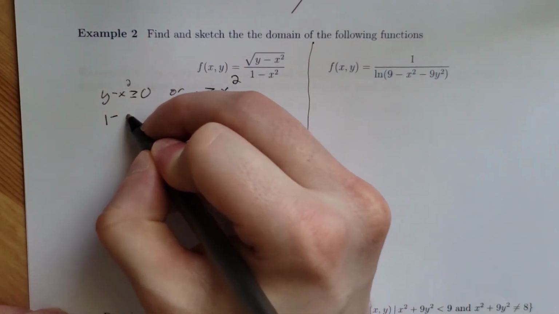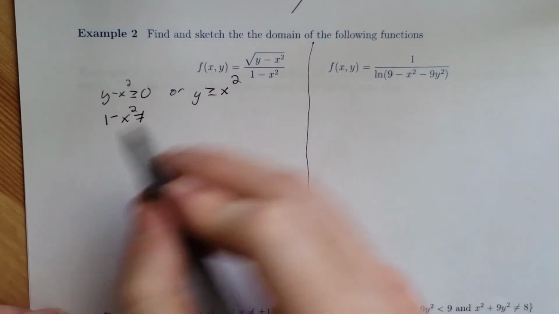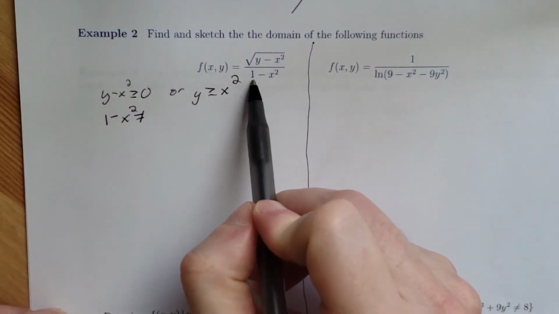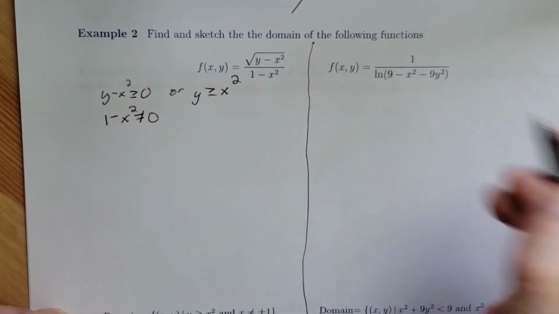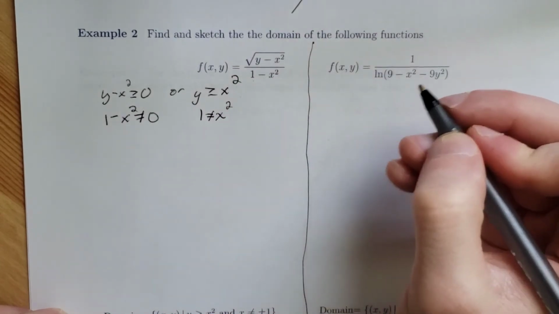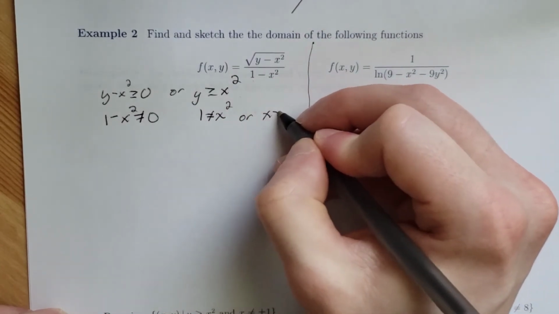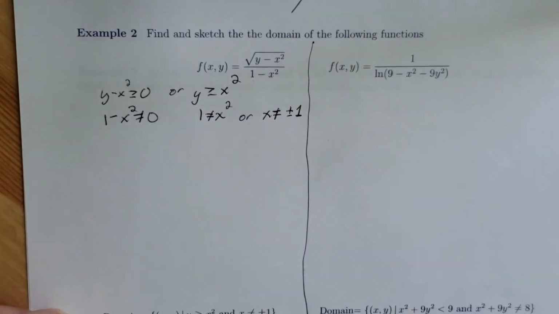1 minus x squared. So for the second part, 1 minus x squared, what can that not be? Well, that can't be 0. So in other words, 1 cannot equal x squared, or x cannot equal plus or minus 1. Okay?